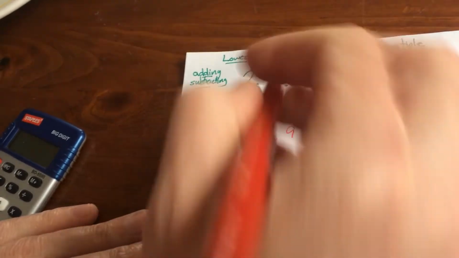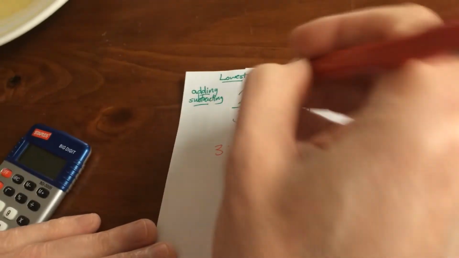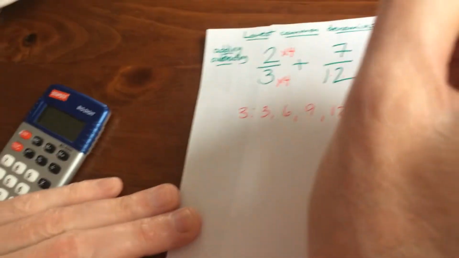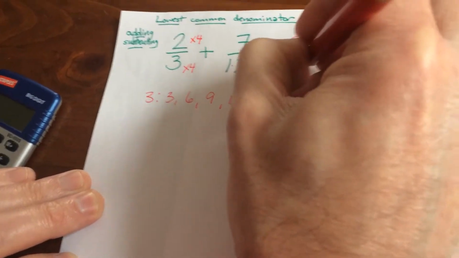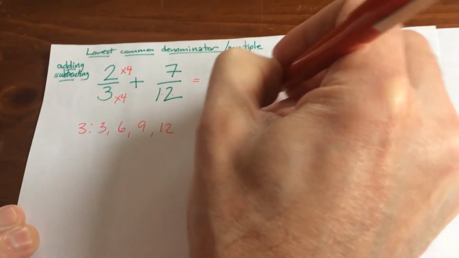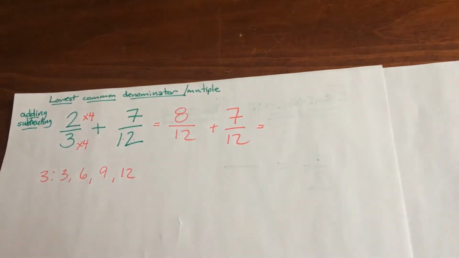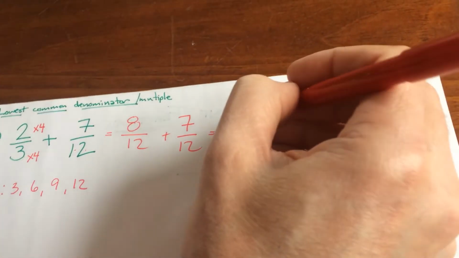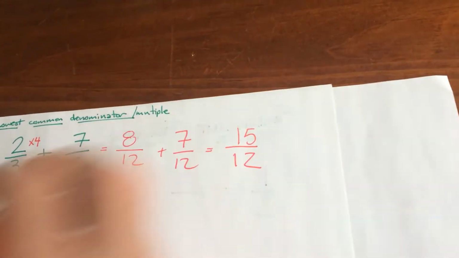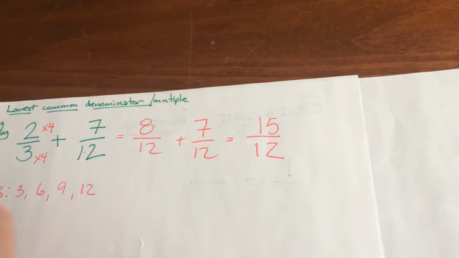1, 2, 3, 4. I'm going to multiply this by 4. Whatever I do to the bottom, I do to the top. So this is going to turn into 2 times 4 is 8 over 12 plus 7 over 12. If we add, we keep our bottoms. We add 8 plus 7. 8 plus 7 is 15. Okay, so we did that.